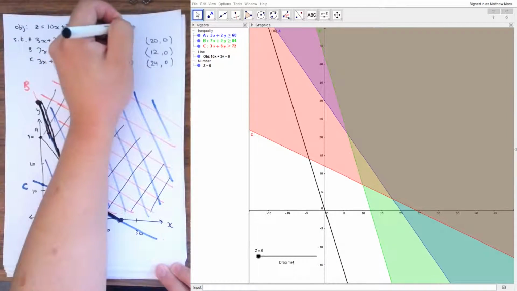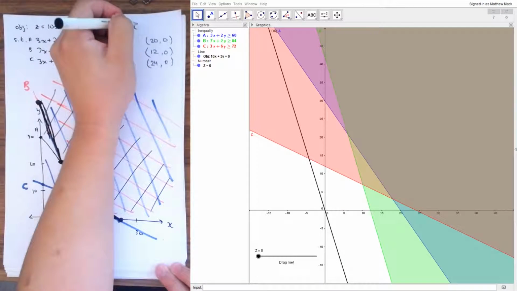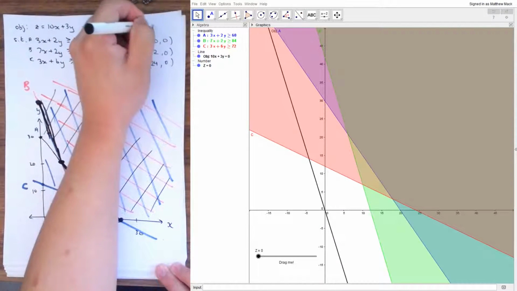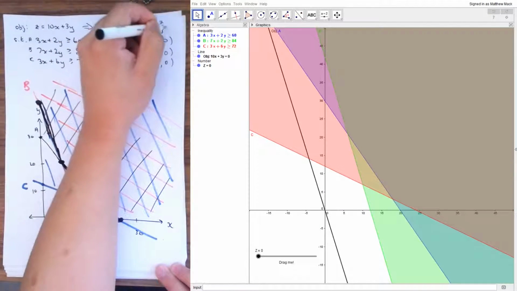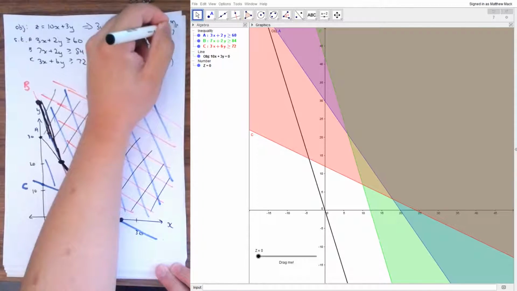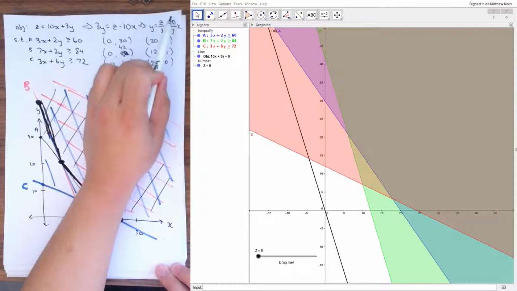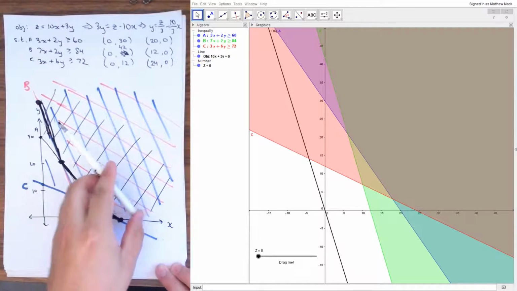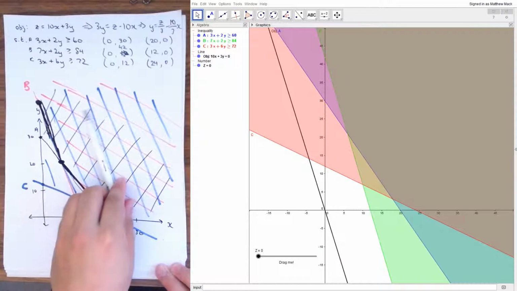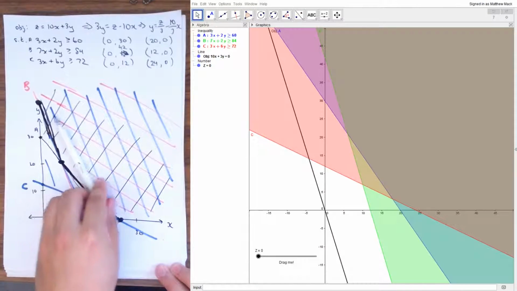Minus 10x, and then I'm just going to divide that by 3. So y equals z over 3 minus 10 over 3x. And so since we've got a negative gradient, you can imagine the slope will be negative in some way. So you're probably thinking of a line something like that.